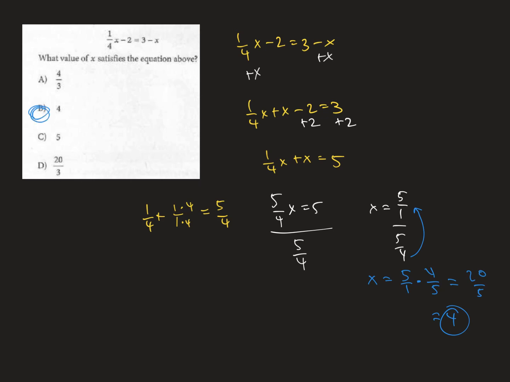So just to recap, we originally combined like terms: 1 over 4 x plus x is 5 over 4 x, and then we divided by 5 over 4 to isolate x, using the rule for dividing by fractions, and we got 4.